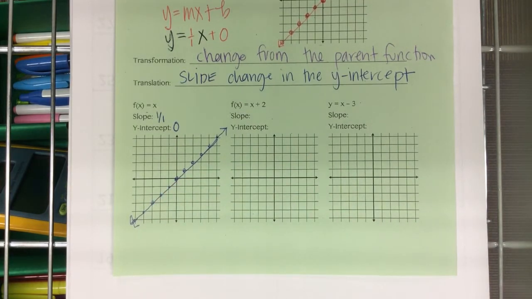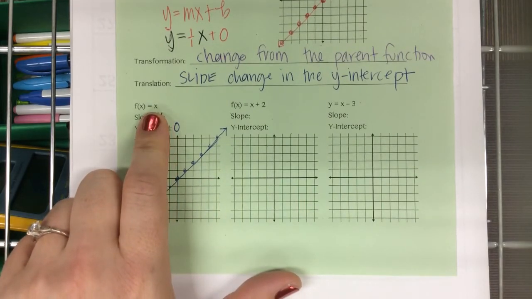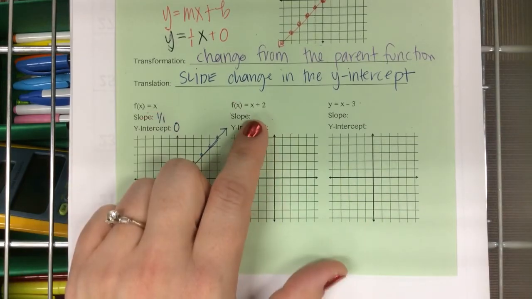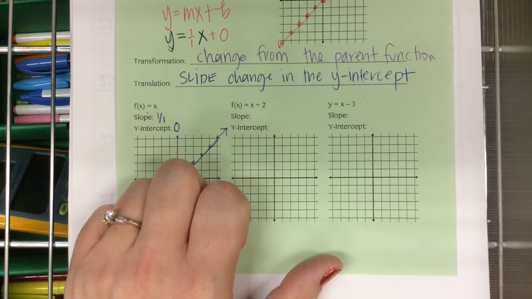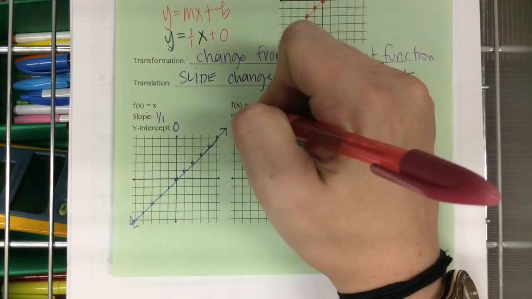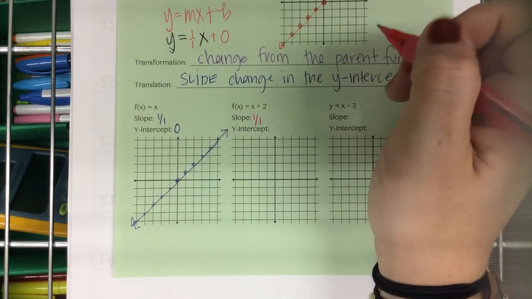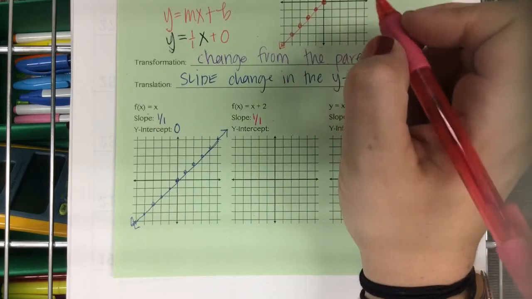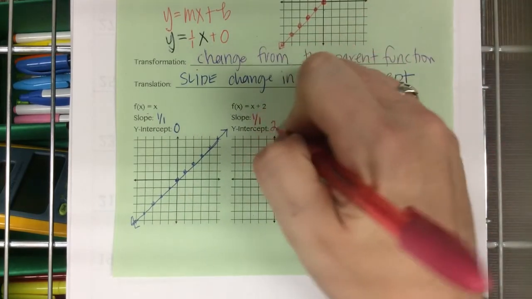The parent function is the basic one. If you ever see y equals x or f of x equals x, this is always it. It always looks like this. But then we're going to translate it. We're going to slide it. Does the slope change from f of x equals x to f of x equals x plus 2? Did the slope change? No, the slope is still 1 over 1. Does the intercept change? What's the intercept now? 2. So let's graph it.